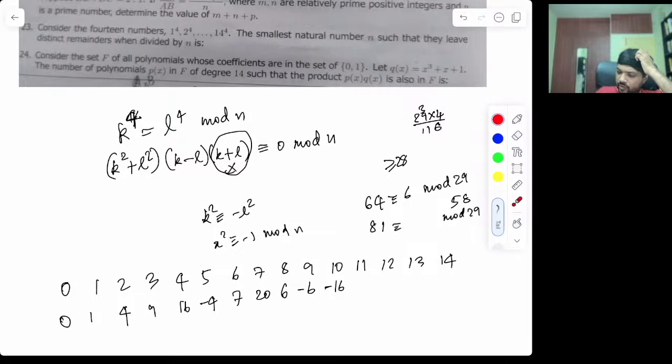So 29 is not working already. So what is the main thing? If I do it by brute force, I feel it will take a long time. I have to figure out exactly how k square plus l square equal to 0 mod that number, most likely prime, like say 31 maybe, will not work. There's no solution to x square plus l square.